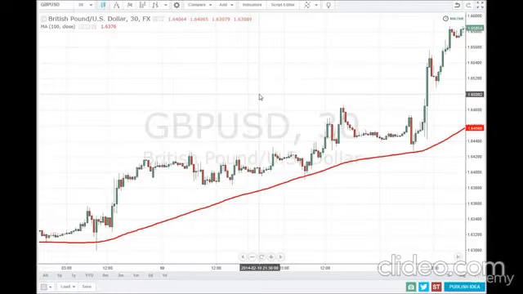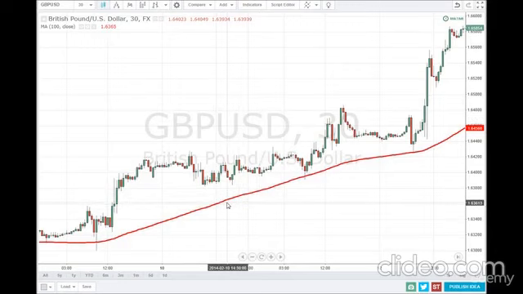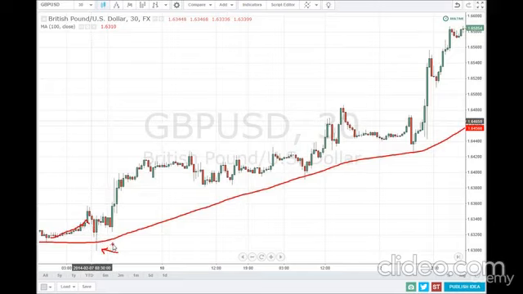This is a 30-minute chart of the pound against the dollar. I have a moving average on my chart set at the period of 100. Price is uptrending, and our moving average acts as dynamic support. You'll notice that price pushes, and when it pulls back we have a clear rejection and a bullish pin bar, and then price goes for another push.